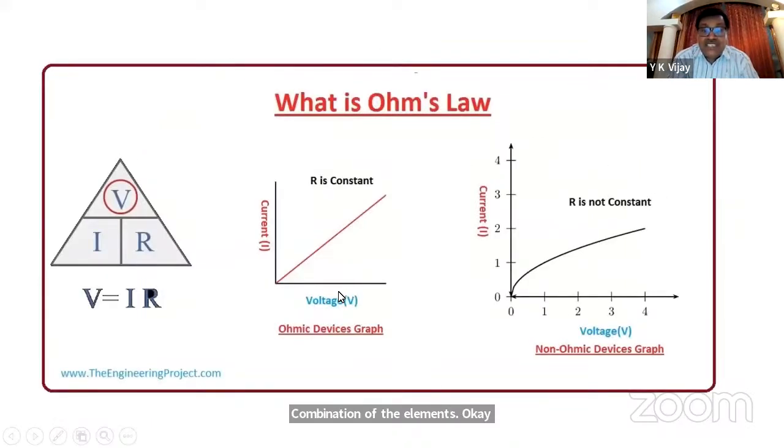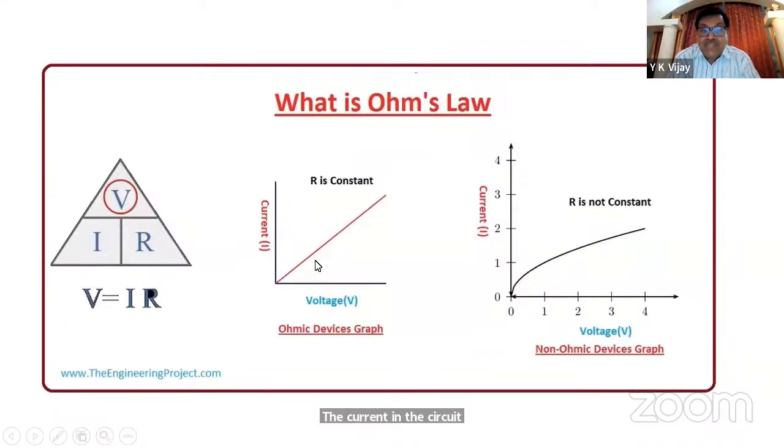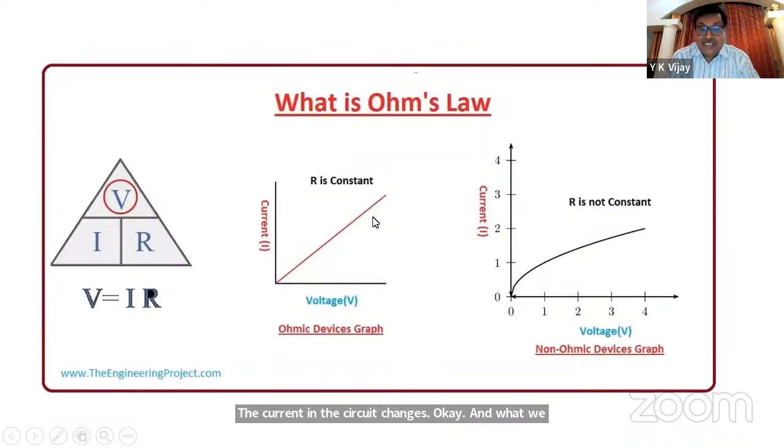And when we change the voltage, the current in the circuit changes. And what we believe is the resistance remains constant, and that is what Ohm's law is. Basically, we call it an ohmic device.